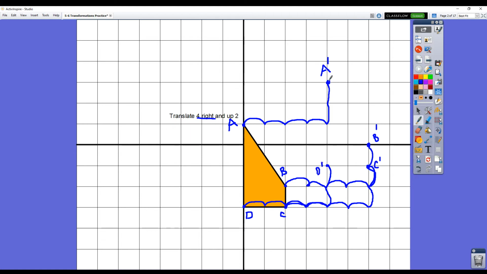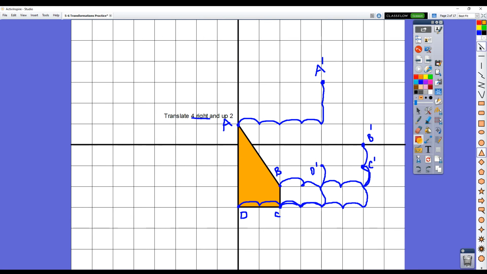And for the question on the Google form, this is all that you had to answer, is where are these new points? But I can show you by connecting the points that this actually makes the same shape that we started out with. So that means these shapes are congruent, as in the pre-image and the image are congruent.